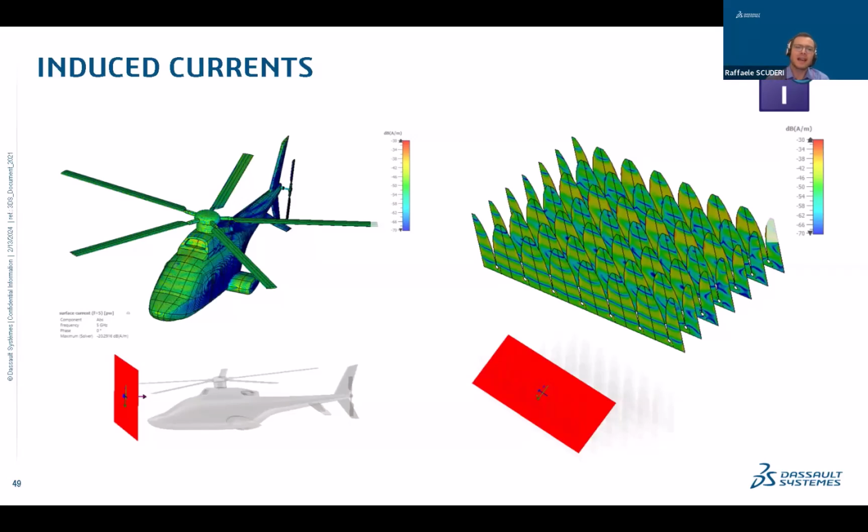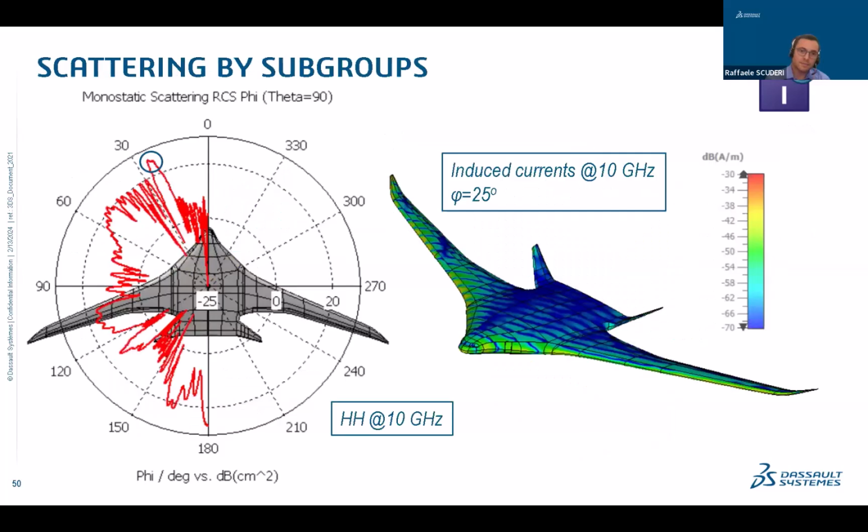But as I said, sometimes it's not very clear to immediately have a look at the induced currents and be able to say something about the scattering. And for that reason, we developed a new feature recently, which is scattering by subgroups, where we can basically separate different contributions coming from different parts of our platform. And we can say, all right, that RCS value is coming mainly from this part.